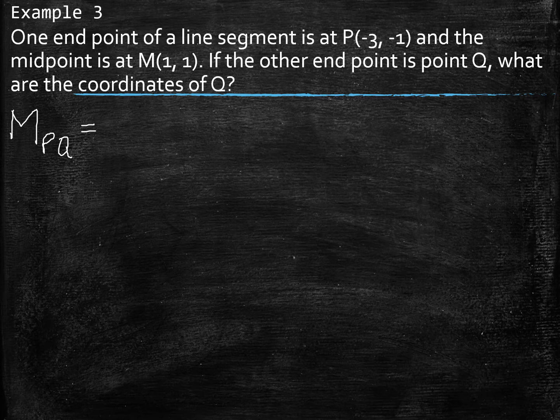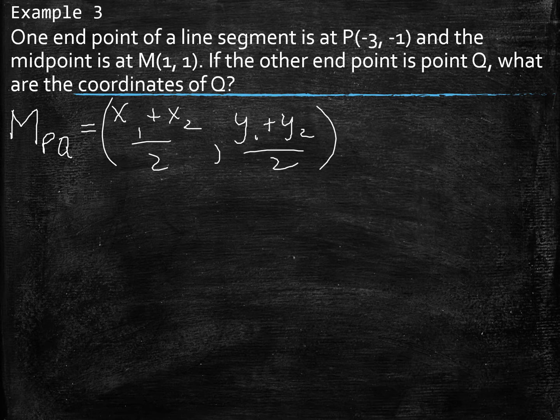And let's start out by writing our formula. X1 plus X2 over 2, Y1 plus Y2 over 2. And then fill in what you know. We know midpoint gives us a coordinate. And we know that the midpoint of PQ I gave you is M, 1, 1. So we're going to put 1, 1 in there. And it doesn't matter what you call x1 or y1. In this case, we're going to use the x1, y1 as point P and the x2, y2 as point Q.